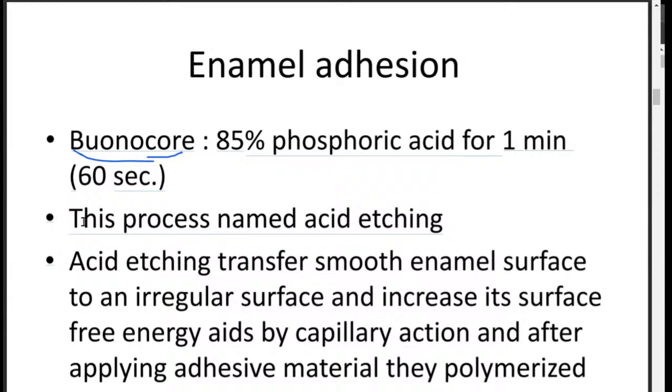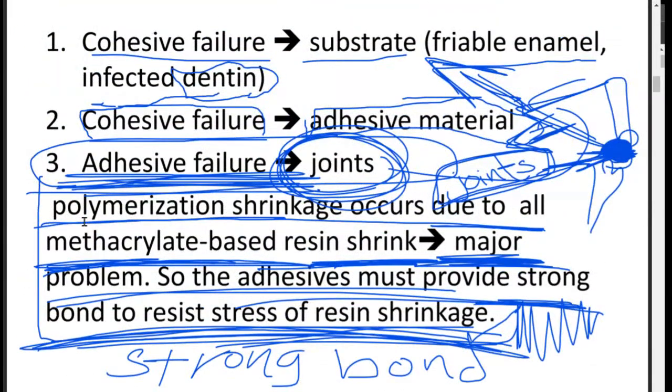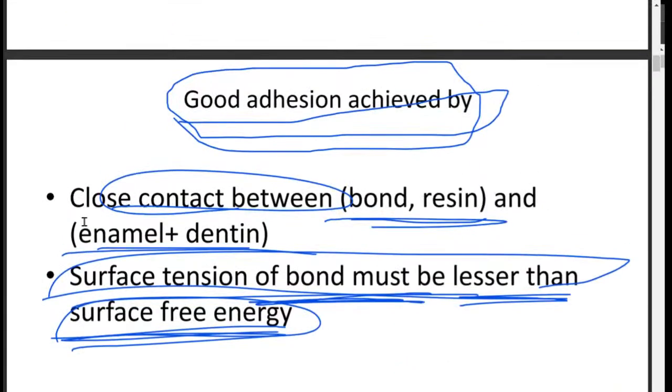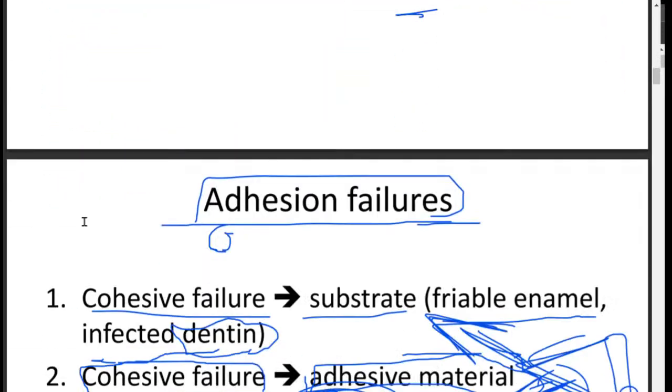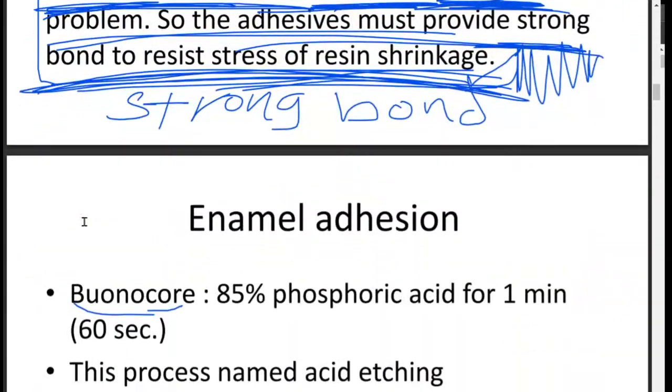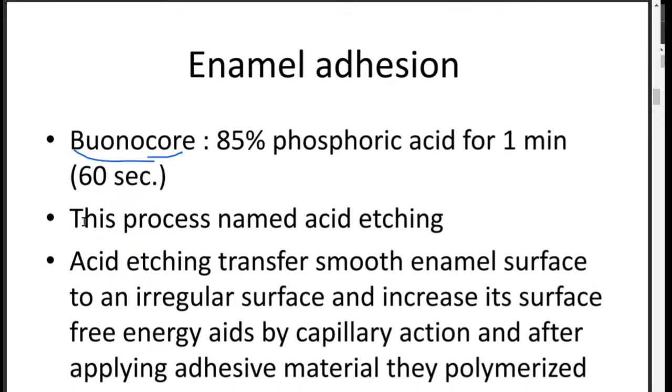Of course, before we talked about adhesion failure, but we didn't talk about the enamel adhesion. Just generally about the adhesion and good adhesion advantages, failure, properties, etc. But now we can see the Bunicor, 85% phosphoric acid, which must be applied for 1 minute.